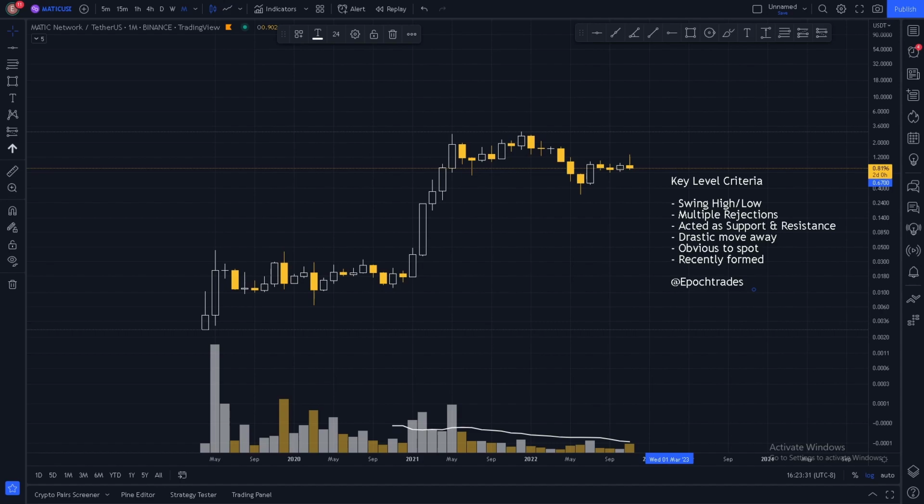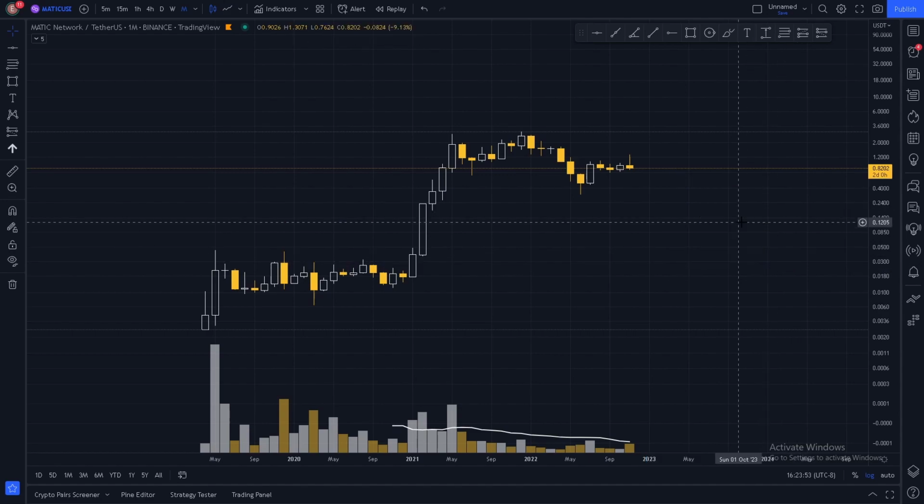Today we're going to be covering key levels on the monthly and weekly time frame for Matic. So, as always, our key level criteria: we look for swing highs and swing lows, multiple rejections, acted as support and resistance, drastic moves away, obvious to spot, and recently formed. So, let's go ahead and hop right in.